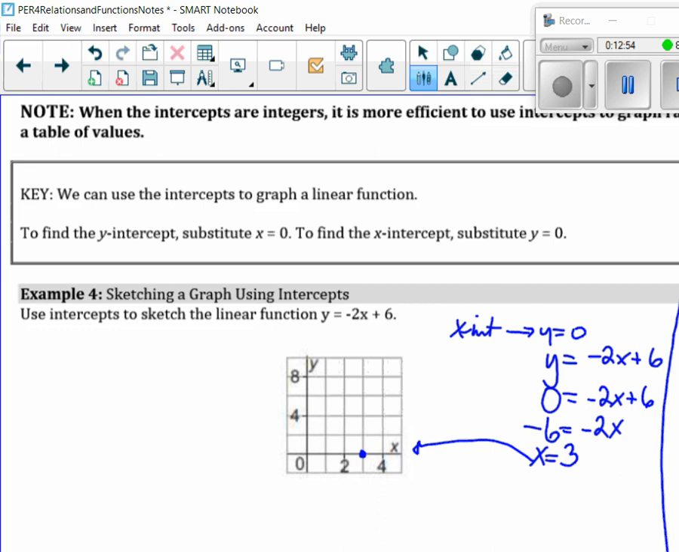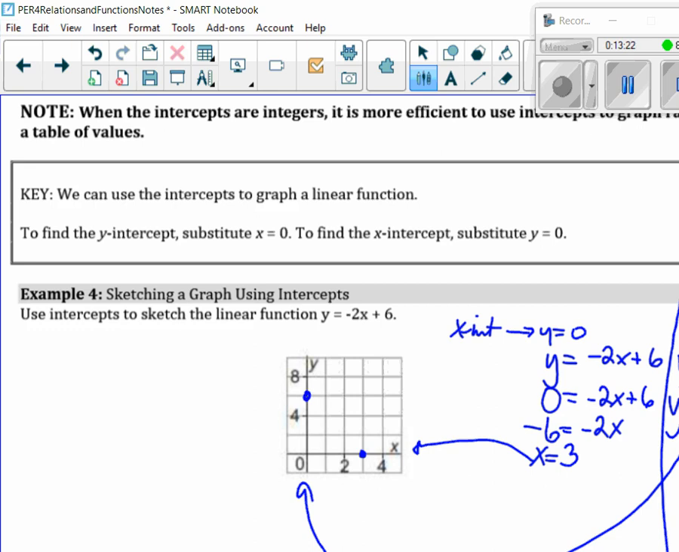That's where x is 0. So if we plug that in, we get y equals minus 2 times 0 plus 6. What happens when we multiply -2 times 0? This whole thing goes to 0. And then we add 6, we get y equals 6. So that will be on my y-axis at 6.